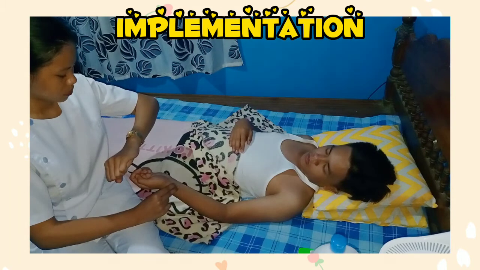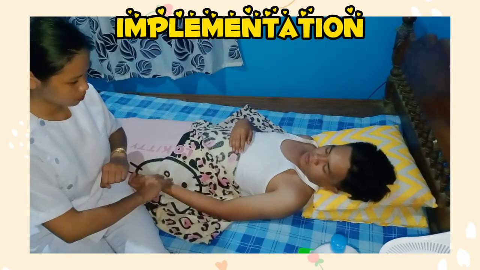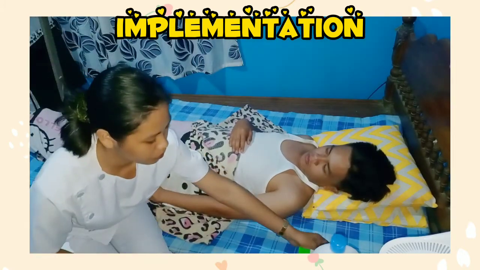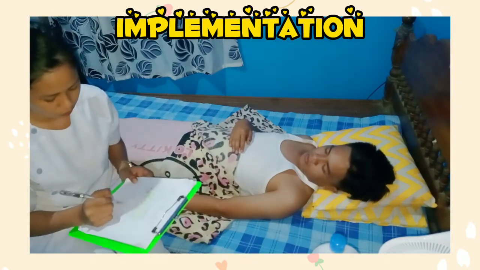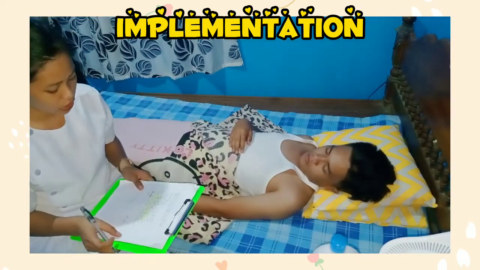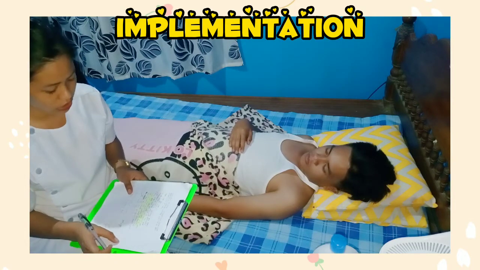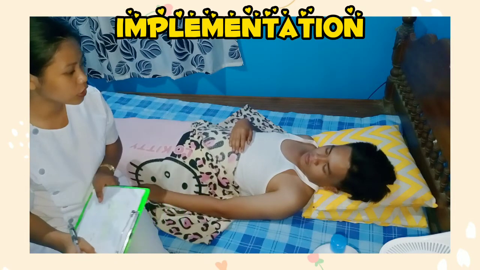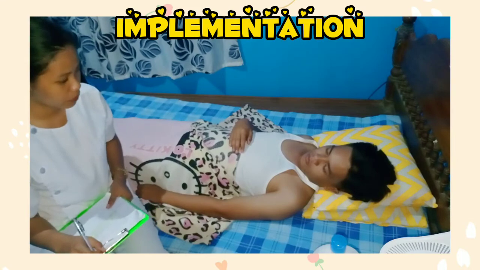The pulse, rhythm, and volume. After that, document the pulse of the patient. So, Mr. Jorel, your pulse rate is 86 and that's normal. So, that's all for today, sir. Thank you.